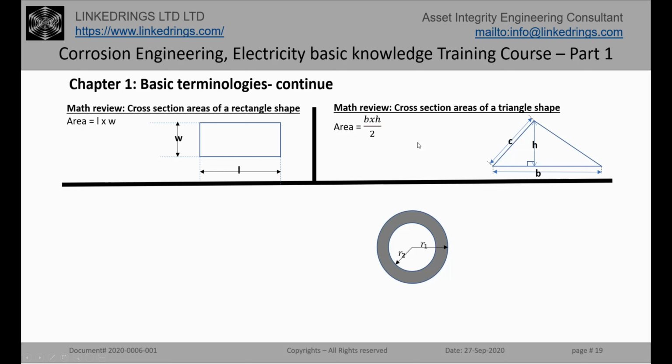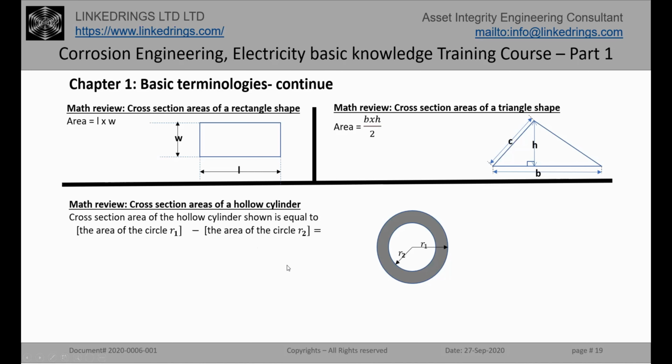What about if I have a hollow conductor? A hollow conductor of outer radius R1, inner radius R2. In this condition, we need to know the cross-sectional area of this shaded area. The cross-sectional area of this shaded area will be the area of the circle R1 minus the area of the circle R2. So it will be equal to pi R1 squared minus pi R2 squared. Pi will be taken as a common factor, so pi times (R1 squared minus R2 squared).